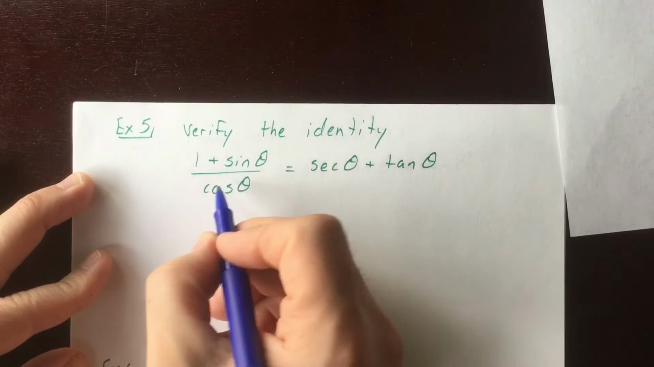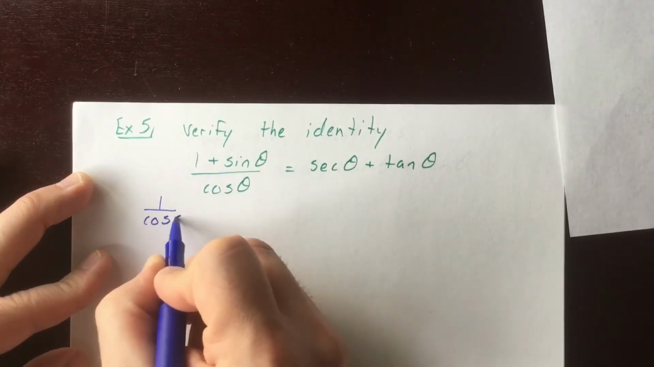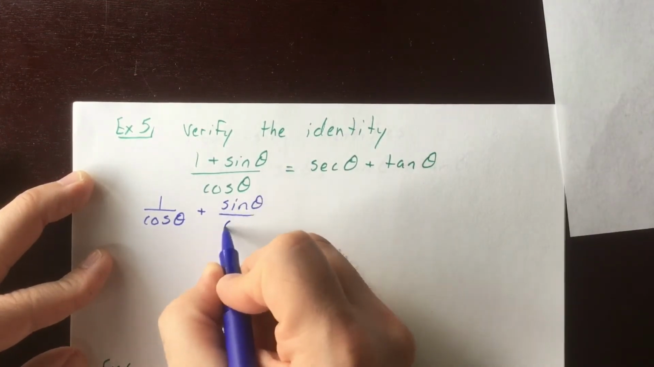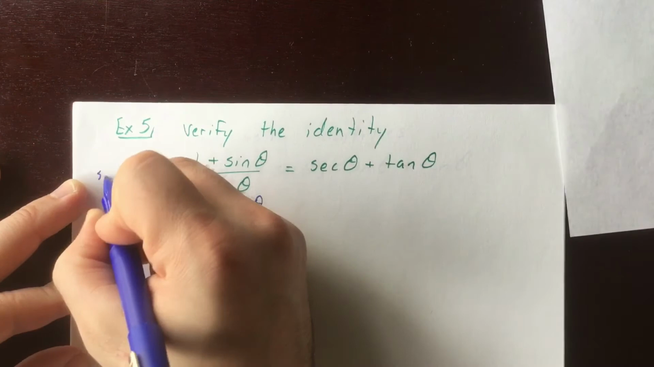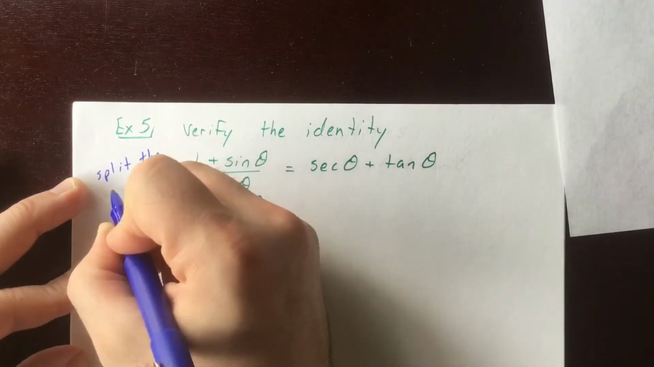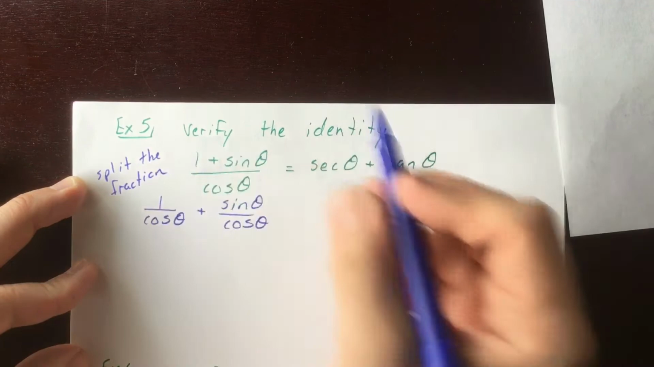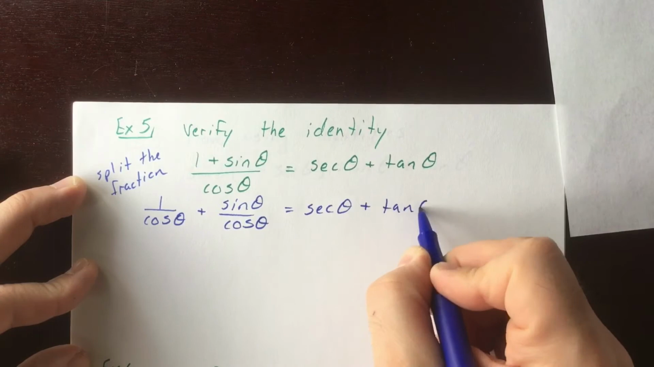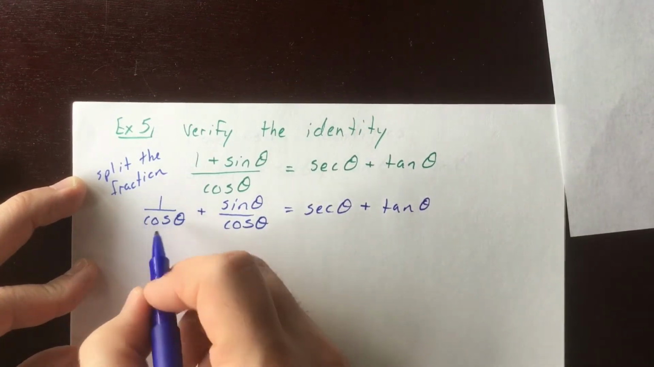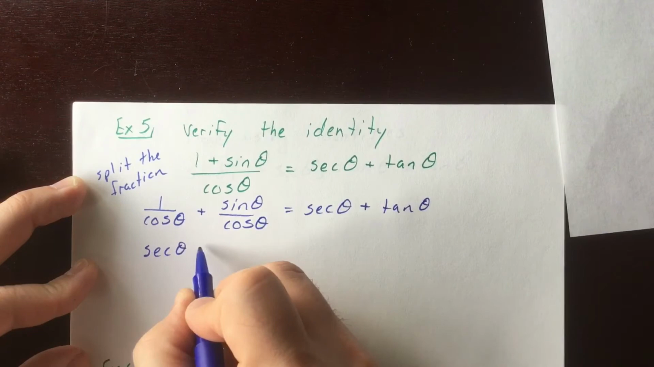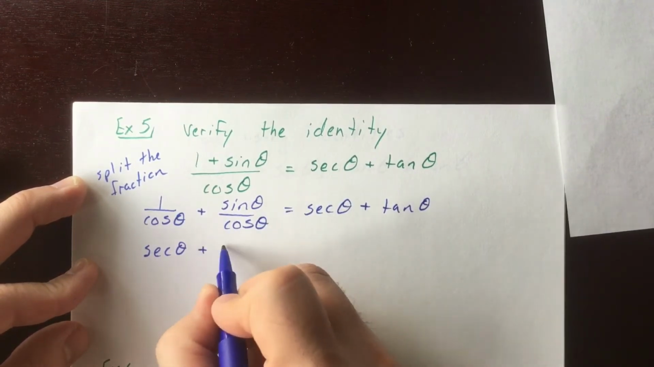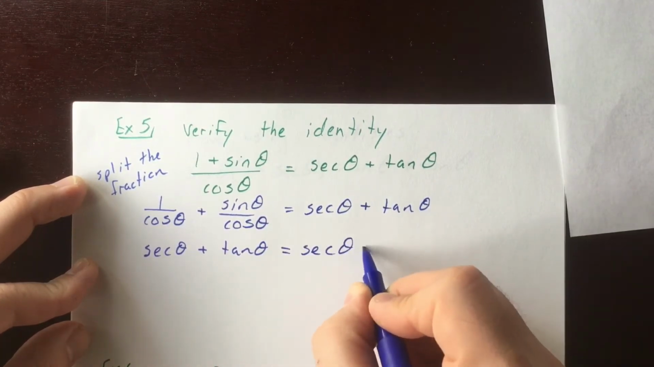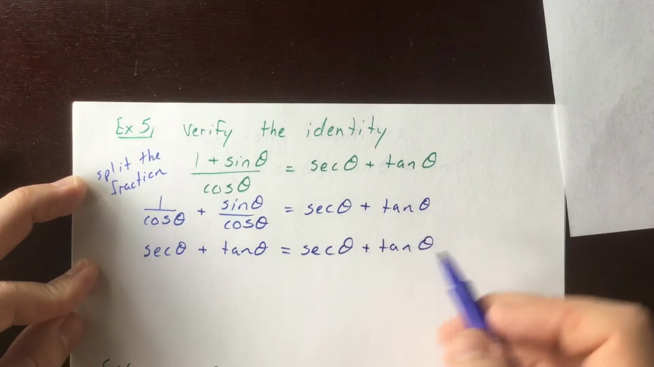So I'm going to split this fraction. This is 1 over cosine of theta, plus sine theta over cosine theta. So we split the fraction. And then our goal is to end up with secant and tangent. So 1 over cosine of theta is secant of theta, using the identity, and sine of theta over cosine of theta is tangent of theta, and we got it. We have it verified.